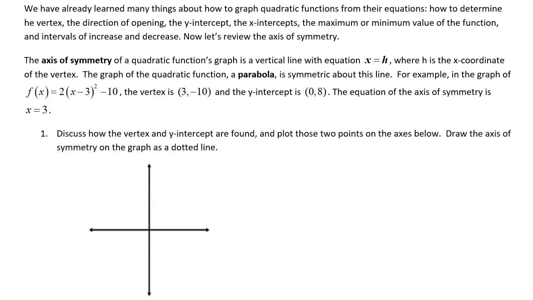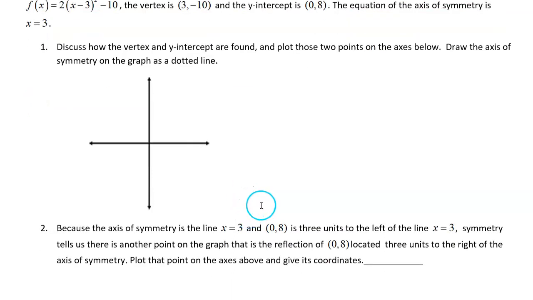As far as you already know how to find the vertex, you already know how to determine if it's going to open up or down. We know how to find the y-intercept, the x-intercepts, maximum or minimum values of the function. We also know how to do intervals of increase or decrease, and we've talked about the axis of symmetry. All right, so this problem that we're doing now is just sort of a recap that allows us to review some of those previous concepts and talk about something new here.